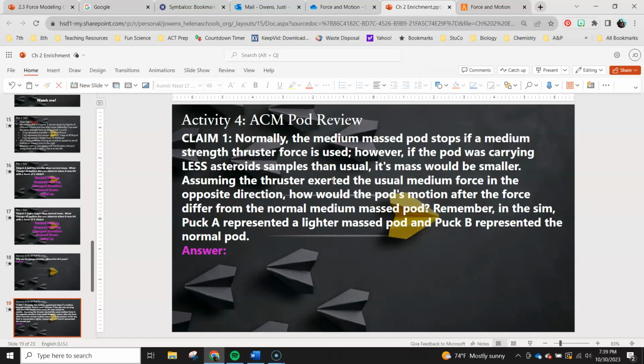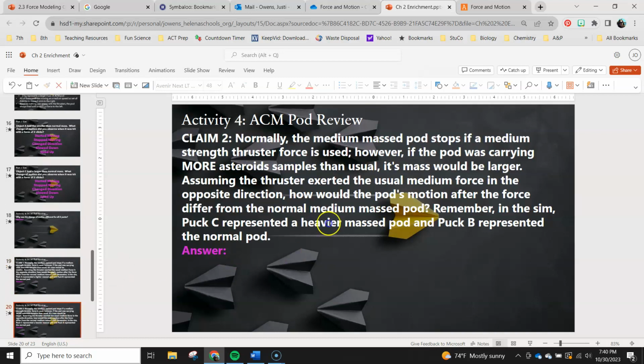Remember, in the sim, puck A represented a lighter mass pod and puck B represented the normal pod. So again, that lighter mass pod that had less asteroids than normal would turn around and move in the opposite direction if we use the normal medium force. Then you guys need to answer this one.